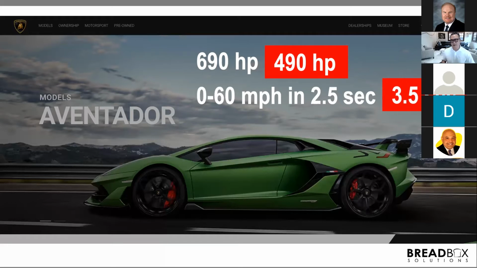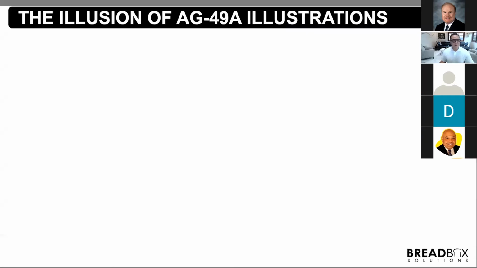How do you convince your client that it actually does have 690 horsepower when the brochure says it only has 490 horsepower? That is kind of what AG 49A has done to folks that are selling IULs, especially if you are an advisor selling an IUL for accumulation and income purposes. It just is a far cry from what that product is really designed to do.